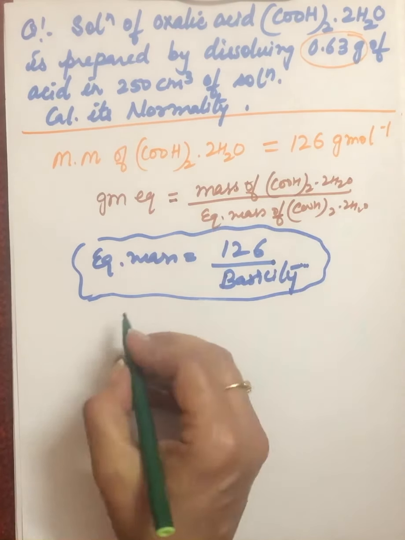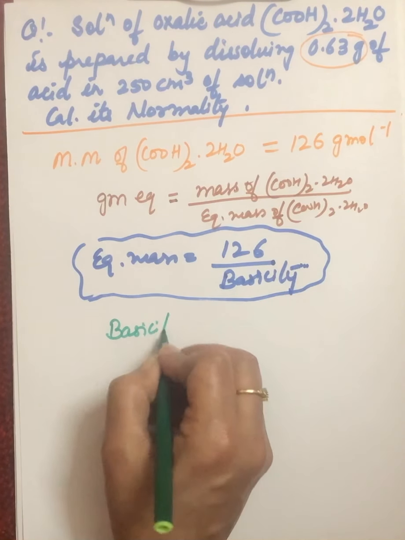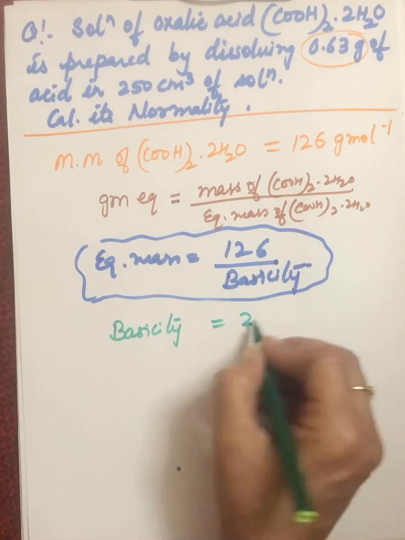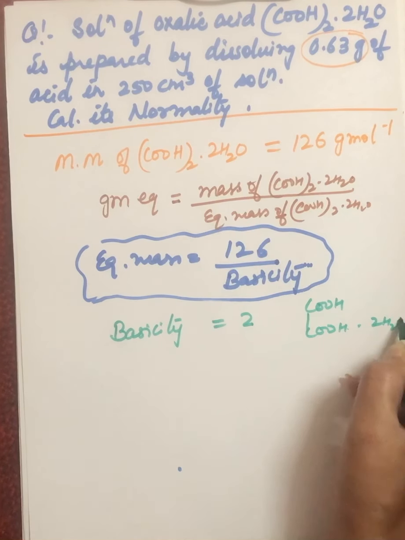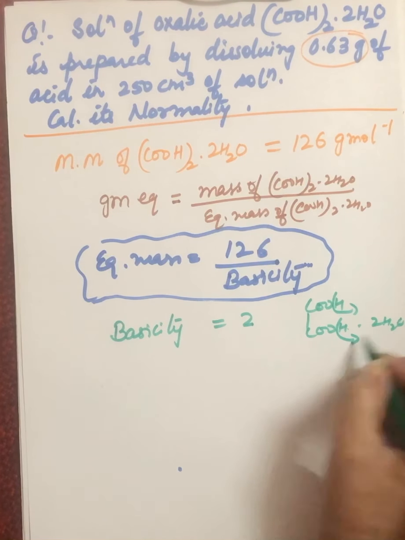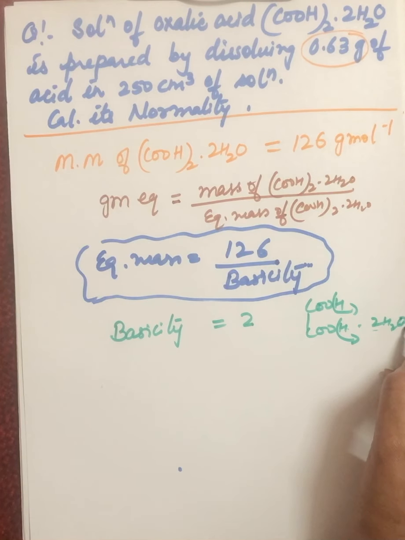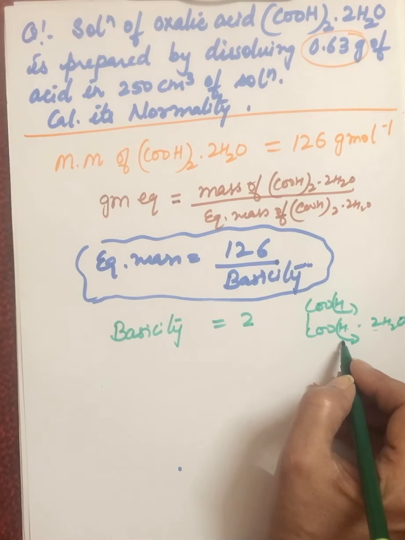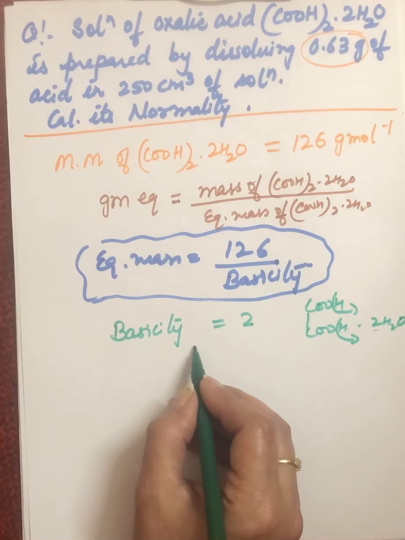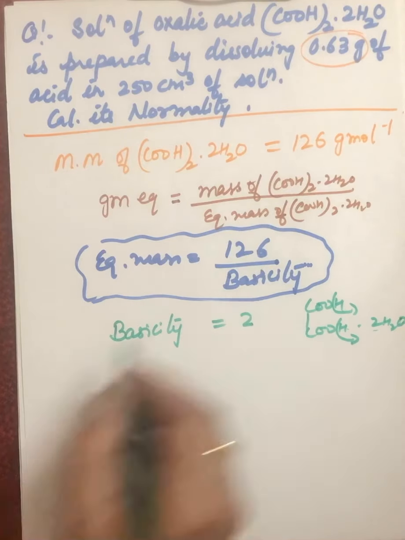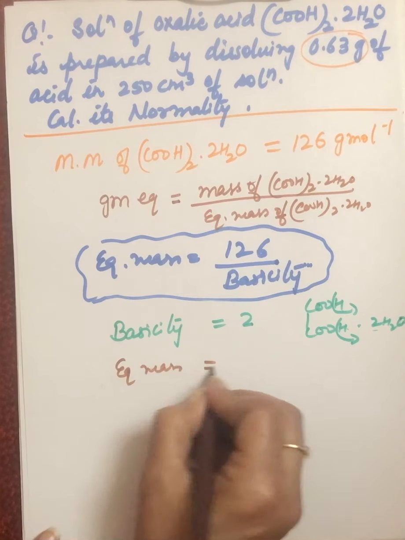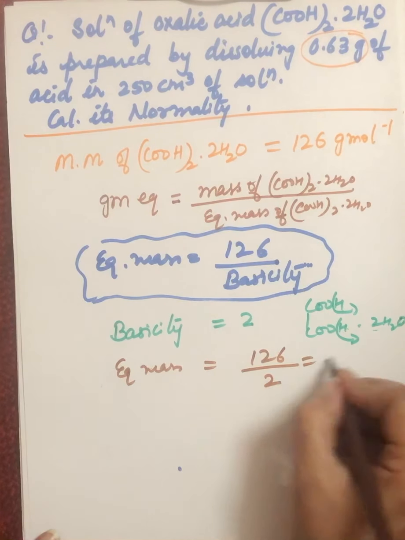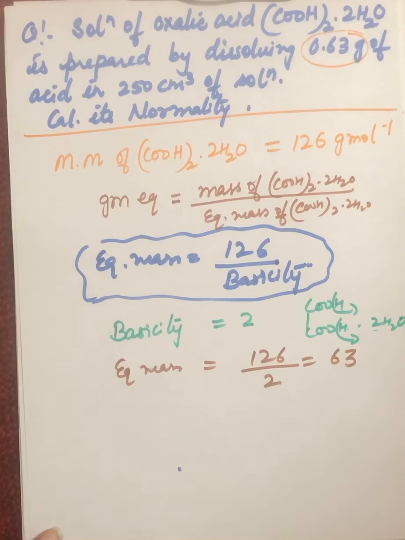Now, basicity of oxalic acid is equal to 2. This is the formula of oxalic acid. Only these hydrogen ions are replaceable. Water will not dissociate; these water molecules will not dissociate to give H plus ions easily. So only 2 hydrogen ions here are replaceable. So basicity of oxalic acid is 2. Fill in this formula. What will we get? Equivalent mass is equal to 126 divided by basicity 2, which is 63. So equivalent mass is 63.